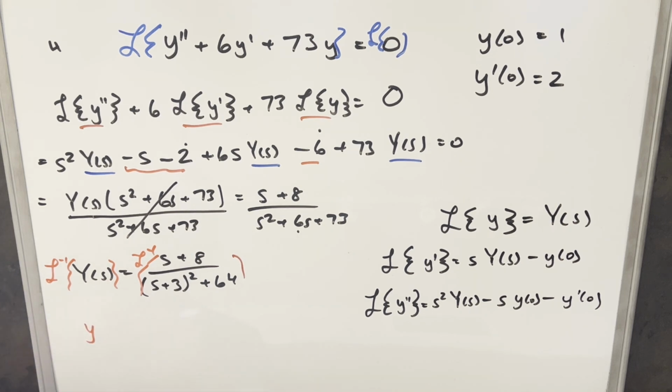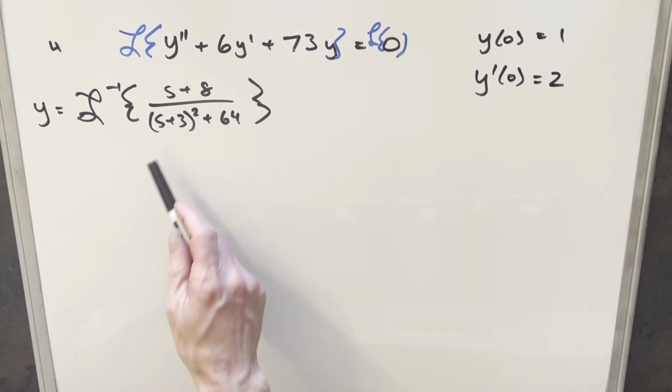So to solve for y and get our answer, all we need to do is find the Laplace inverse of this whole thing, (s + 8) over ((s + 3)² + 64). So let me just clean up the board, we'll solve this thing and finish it off. Okay, now from here, we just need to work on this inverse.